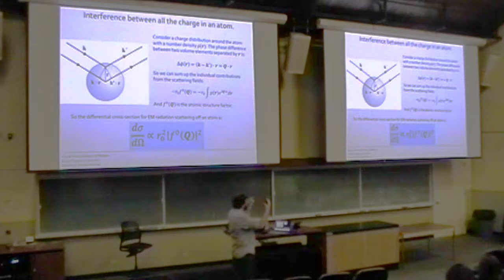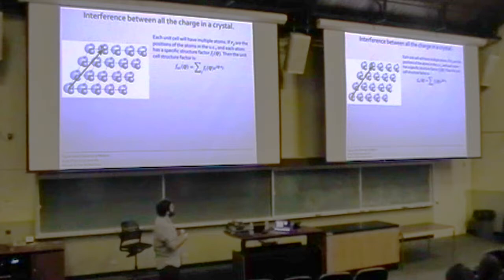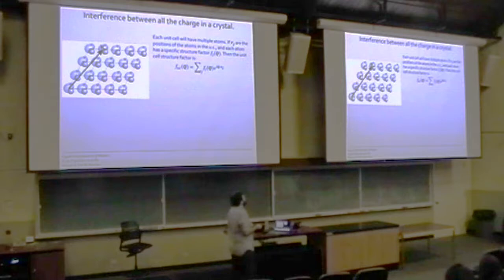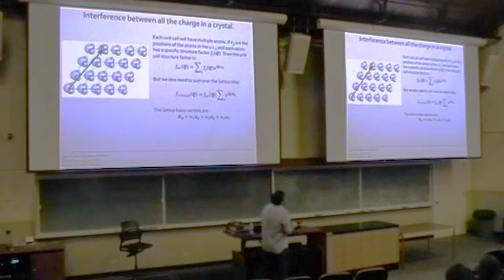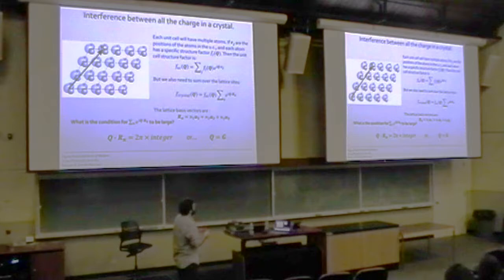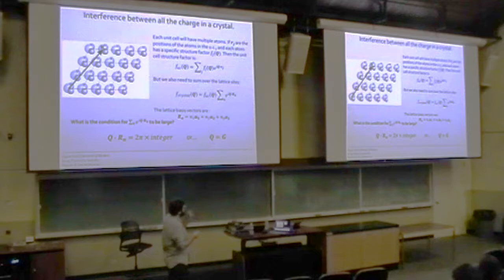If you move on to having multiple atoms in a unit cell and then going over multiple unit cells, you have to sum up first over all the form factors inside a single unit cell and then sum over all the unit cells. And so you get the structure factor for the crystal, remembering that you have these lattice basis vectors. Whenever Q dotted with the basis vectors gives 2 pi times an integer, you meet the Q equals G condition and you get Bragg peaks.